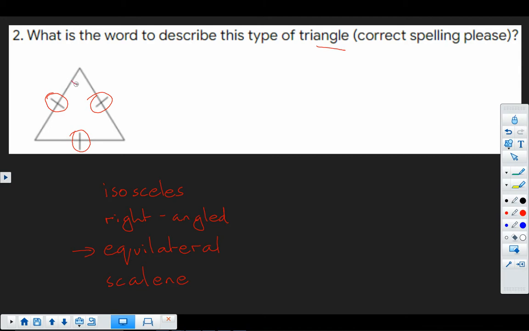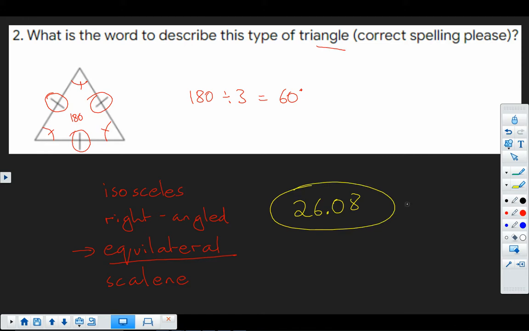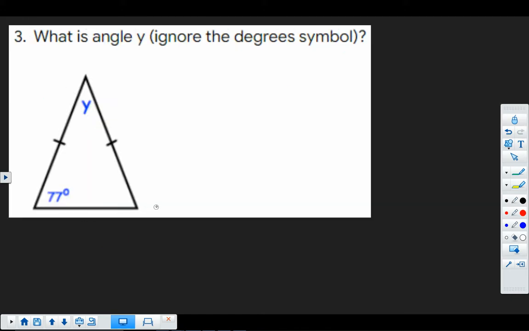Let's not forget our angles. And another property of our equilateral triangle is that all 3 angles are equal. We know that our angles in a triangle sum to 180 degrees. So if these are all equal, then they're all 60 degrees. Okay. The answer to our question is that this is an equilateral triangle. The nugget for us to go and practice with our types of triangle is 26.08.